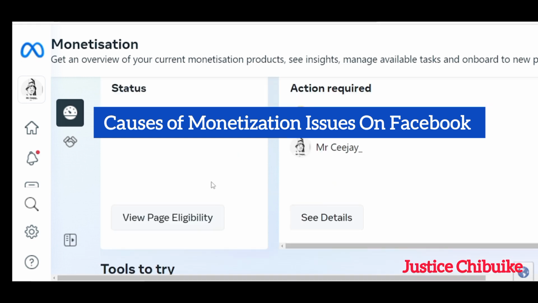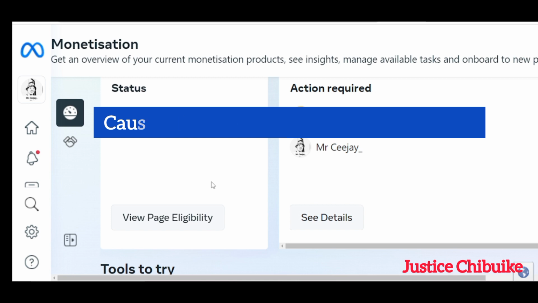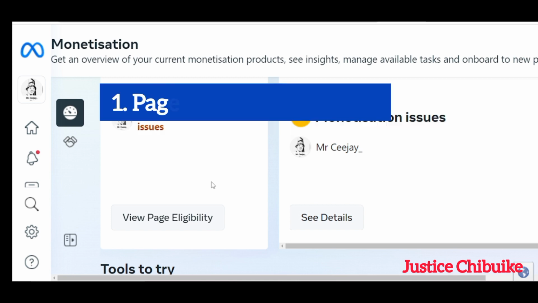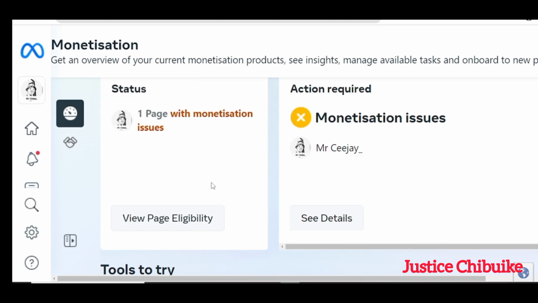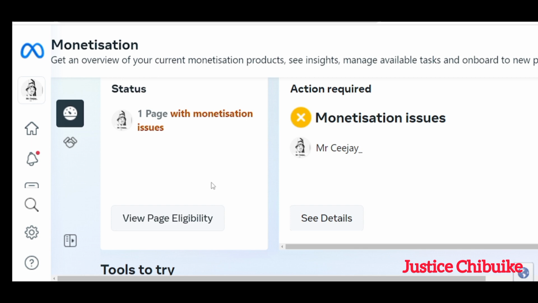The causes of Facebook monetization issues are the page admin. For example, let's assume that a page admin has violated Facebook policies multiple times, or let's say simply that a page admin has multiple restrictions on their account. If this happens, Facebook knows that admin as someone who always violates their policy guidelines, and in some cases, Facebook will not monetize that page if that person remains an admin on that page.